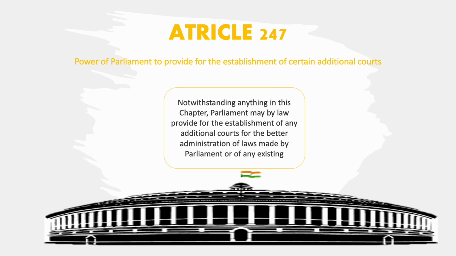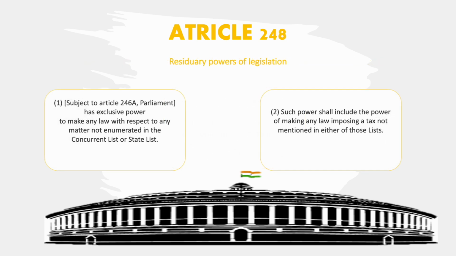Article 247 of the Constitution empowers Parliament to establish additional courts to ensure effective administration of laws enacted by Parliament or existing laws related to subjects listed in the Union list, irrespective of the provisions mentioned in other chapters of the Constitution. Now, let's come on to discussing Article 248.